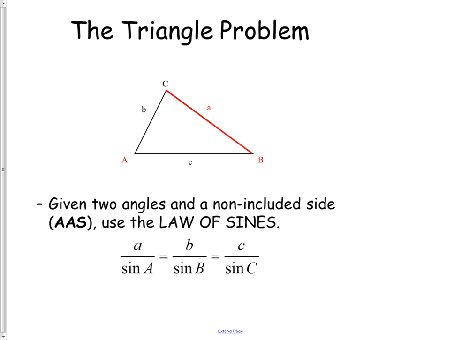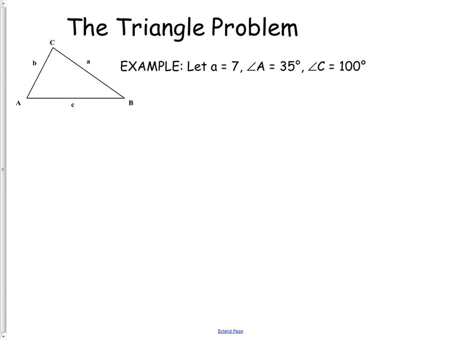So what can we tell? Well, here's a situation. Let's say we're told that we have side a is equal to 7, whatever the units are. Let's look at angle A, and we're told angle A is 35 degrees, and that we're given angle C in this case, so that its angle is 100 degrees. So now we have to go through and solve for the missing information. So where should we start? Well, probably the easiest calculation to make is to find angle B.